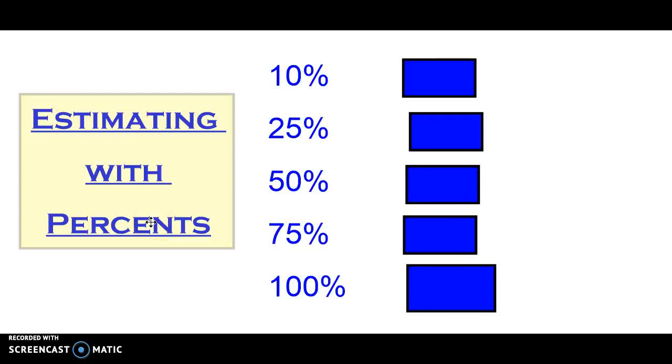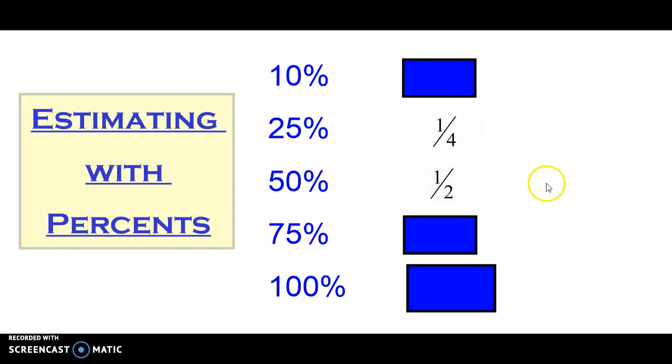In order to estimate with percents, we should be familiar with some benchmark percents. For example, 25%. When we're considering 25% of an amount, this would be equivalent to finding a quarter of the amount. Some other ones that are easy to work with, 50%. 50% would be a half of the amount.